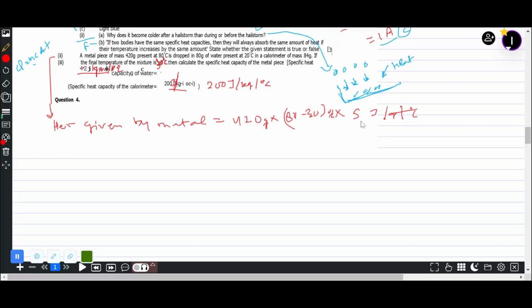yeah, this is the amount of heat given by the metal, which is 420 into 80 minus 30 is 50, into S. S is presumed to be the specific heat capacity of the metal. This we have presumed, this we have to figure out. Right? Now this is the heat given.